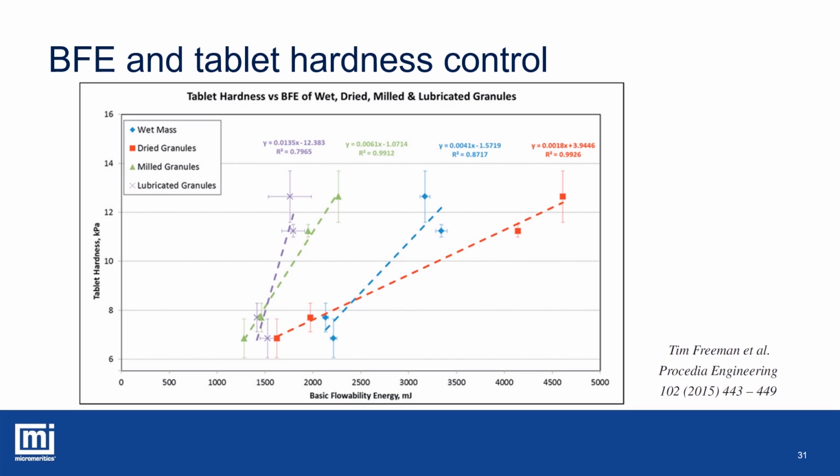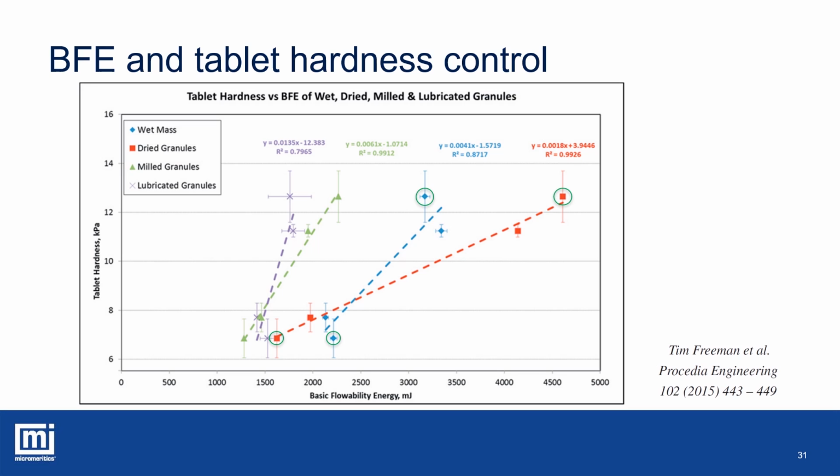The wet mass has water in it, and that is the biggest significant difference between it and the dried granules that have an R squared of 0.99. You can see from the horizontal error bars there is little to no variation in the measured BFE of the dried granules, but a significant amount in the wet mass. I've highlighted the points at the end of each line to show what I'm comparing.